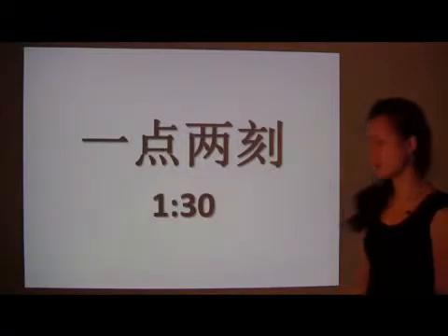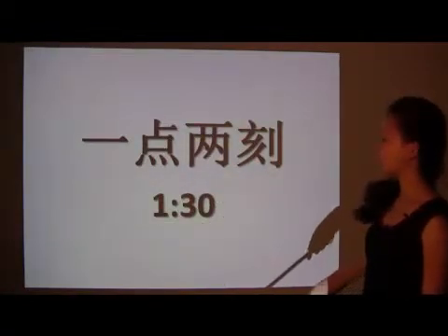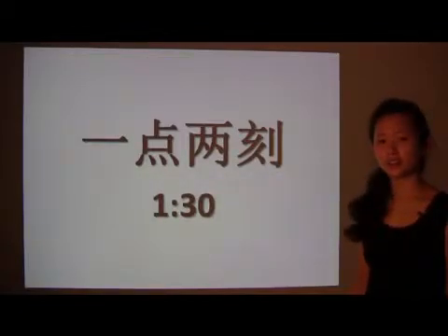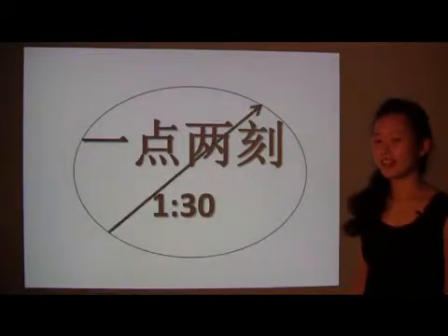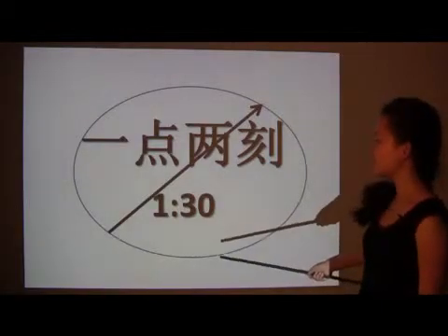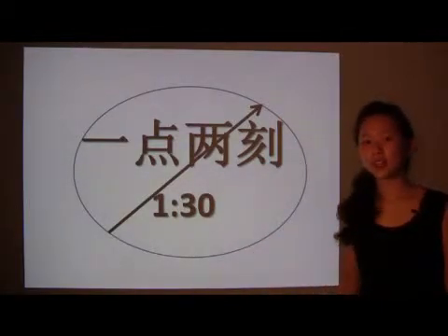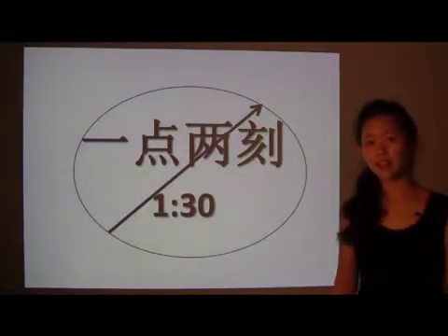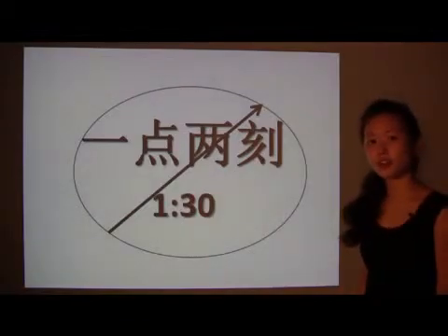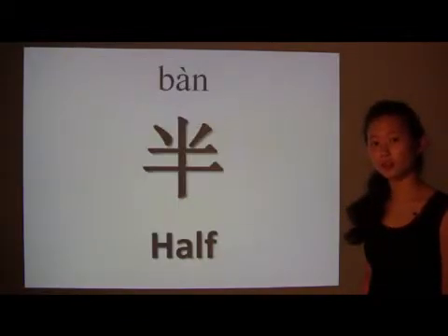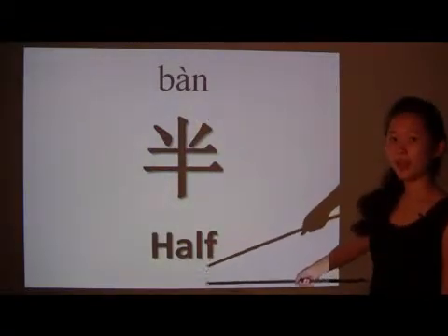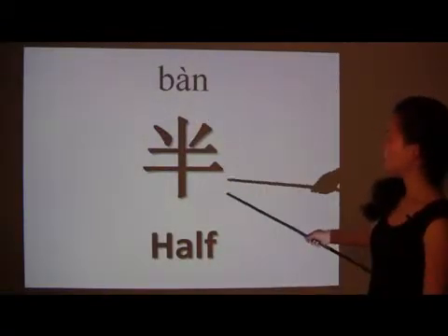You'd think you'd say 1:30 and you could say 1点2刻, but that's not how you say it. Just like in English, we don't say 1 2/4. That just doesn't sound right, does it? In Chinese, we don't say that either. There's another, more efficient way of saying 1:30, which is by using the character for half, or 半.